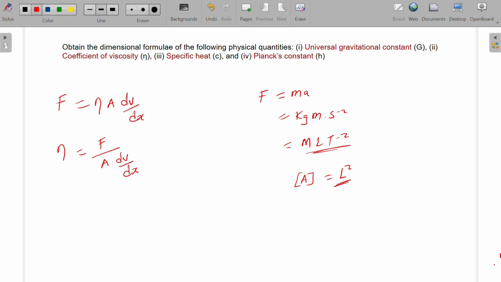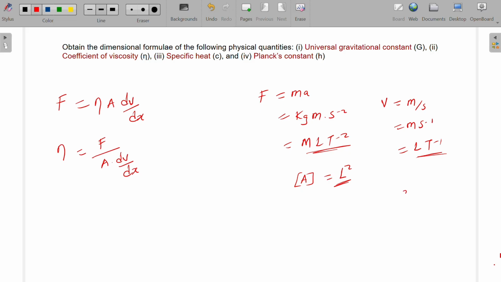For V, dV on top there is just change in velocity. So we are dealing with velocity. Velocity is measured in meters per second. This is the same as meters multiplied by s to minus 1. And this will have the dimensions of L multiplied by T to minus 1. So these are the dimensions for velocity.